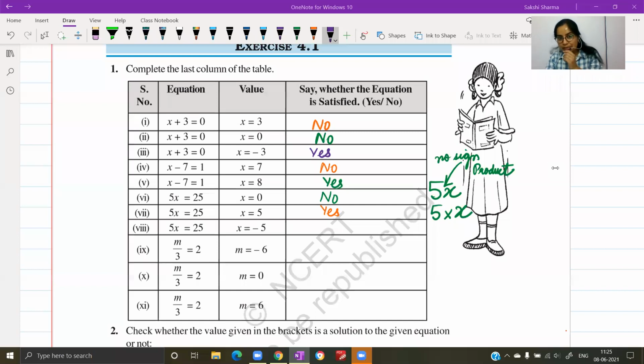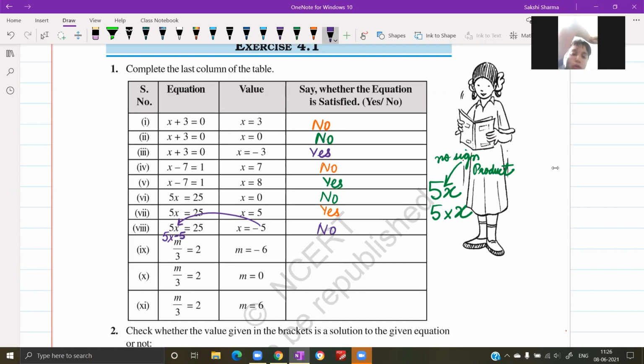Chirag, I want you to tell me eighth part. Yes, ma'am. Eighth part is not correct because minus 5 multiplied by 5 is equal to minus 25. But the answer here is 25. So no. That's correct. If I write down 5 multiplied by minus 5, I will have minus 25, but right side is 25. The two sides are not equal. That's why this answer is wrong.